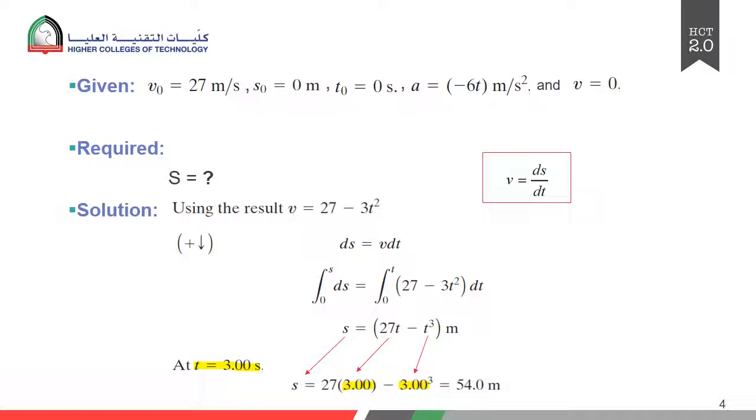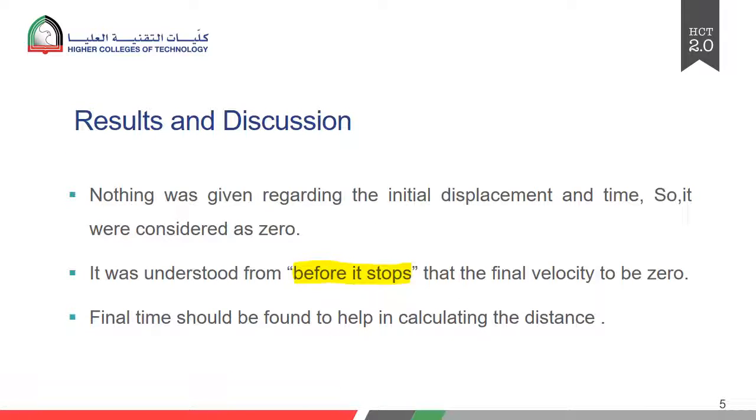Substitute t equals 3 in the equation to find the distance, which is equal to 54.0 meters.